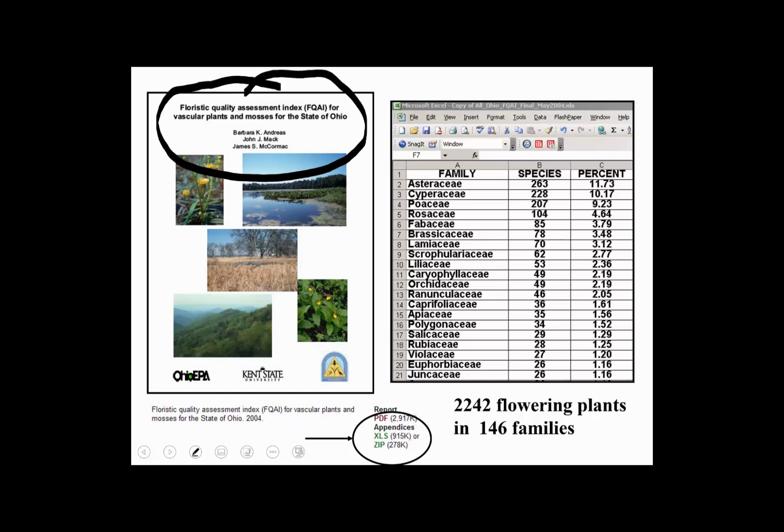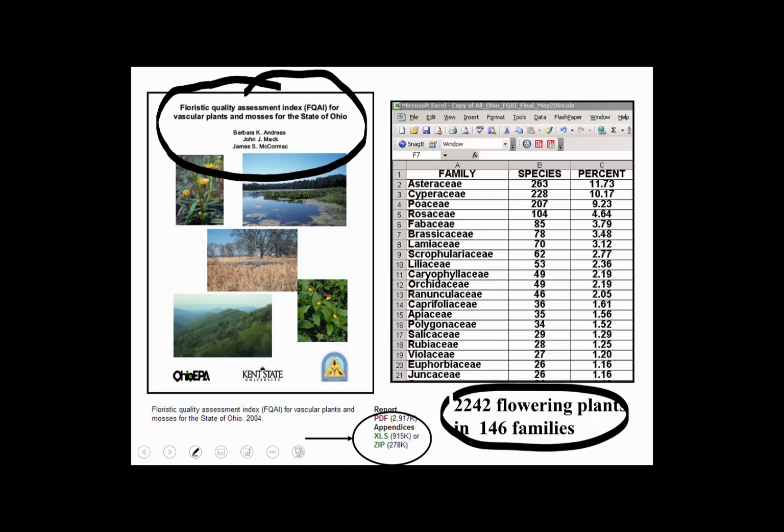And so I worked with the spreadsheet a little bit and determined the number of species in each of these families. Now, this is an earlier version of the document, so these numbers aren't current. I should update them, but using this document, a little over 2,000 flowering plants and about 150 families. About 10 of them comprise about half of the plants in Ohio.